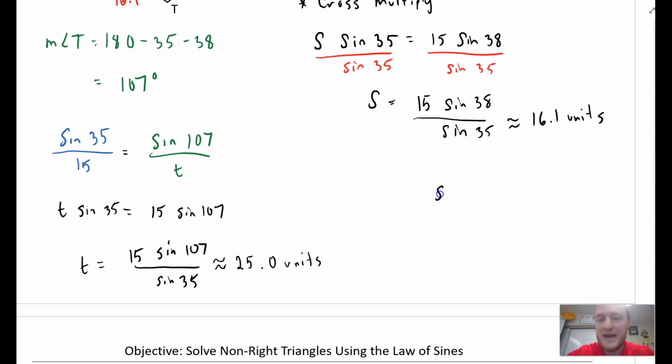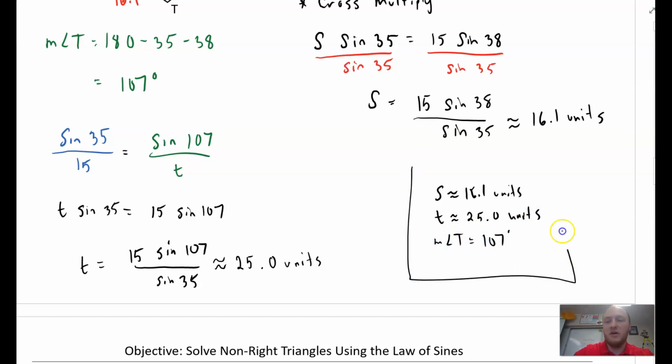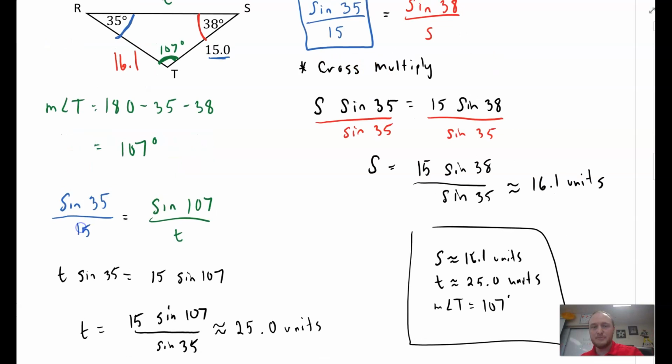I had S is approximately 16.1 units. I knew that T is approximately 25.6 units. And the measurement of angle T is equal to 107 degrees. I have solved a non-right triangle utilizing the law of sines. Ta-da! Right on. Not too bad, right?